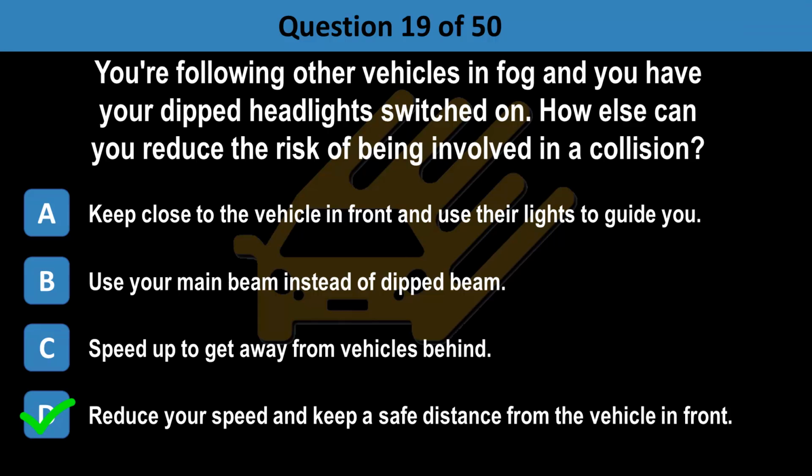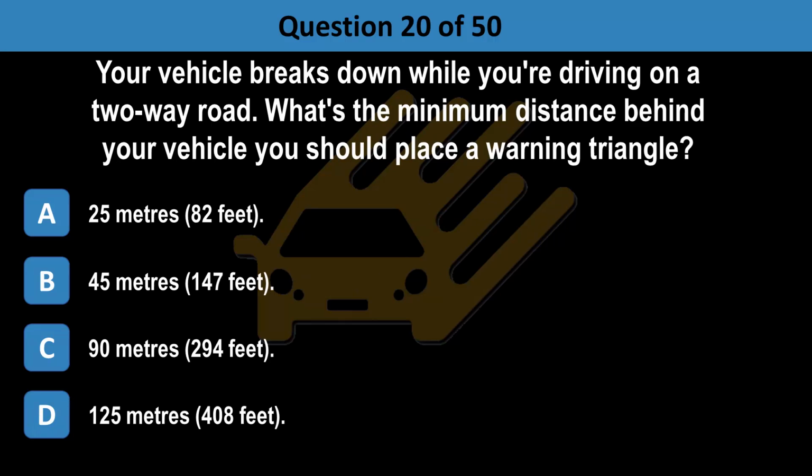The correct answer is D. Reduce your speed and keep a safe distance from the vehicle in front. Your vehicle breaks down while you're driving on a two-way road. What's the minimum distance behind your vehicle you should place a warning triangle?